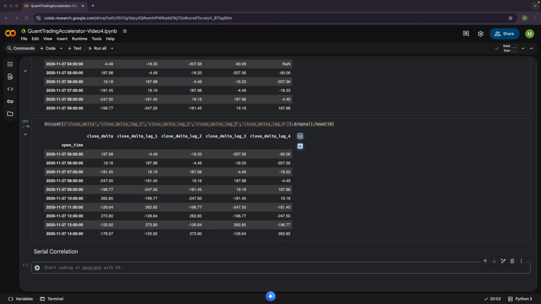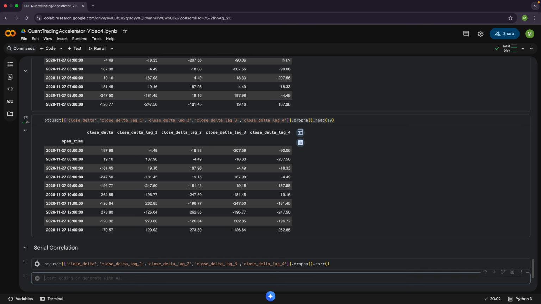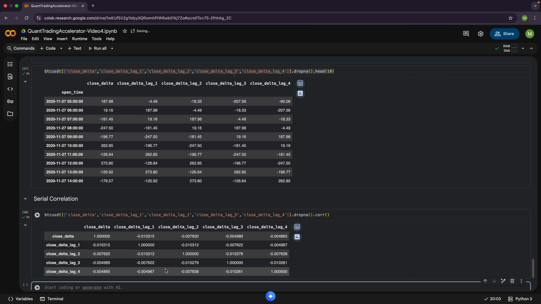So more specifically, we're going to be doing this. Don't worry about these values, just look purely at these values here. You see here that the correlation between lag 1 and closed delta is a negative value. That means when lag 1 goes up, closed delta will go down, and vice versa. So if the lag goes up, then this goes down.